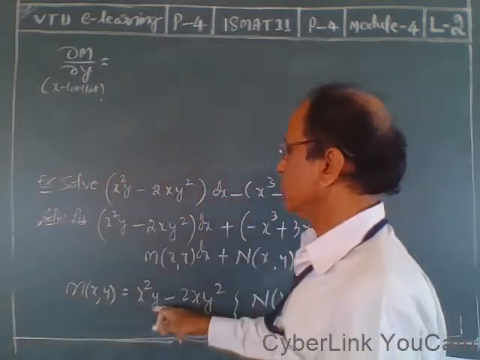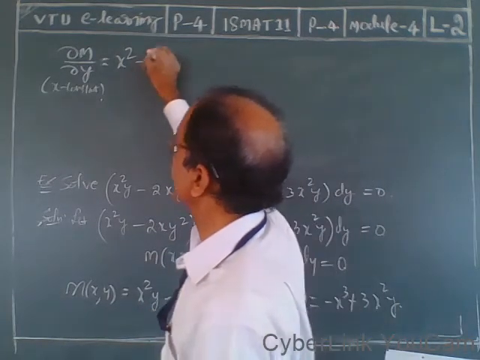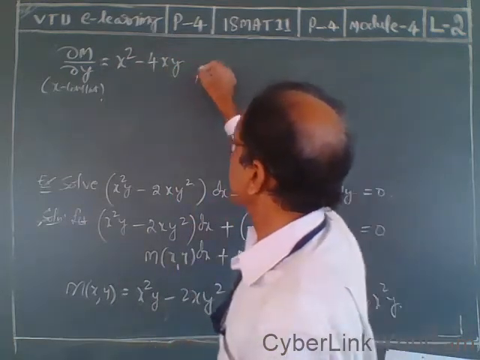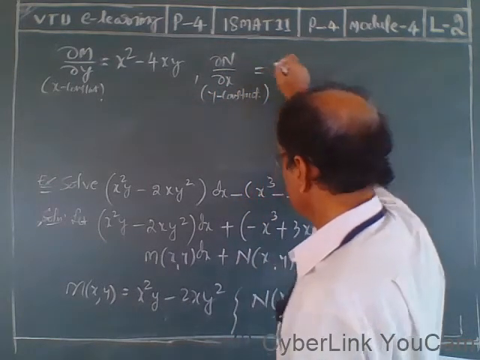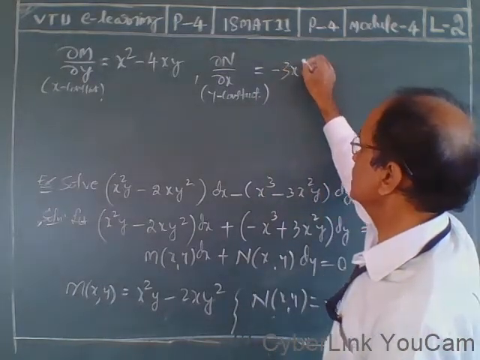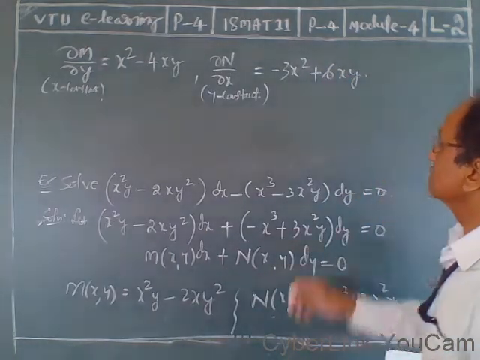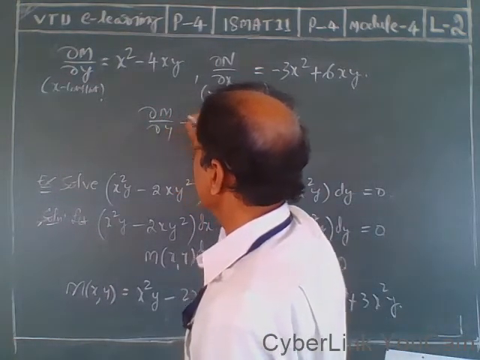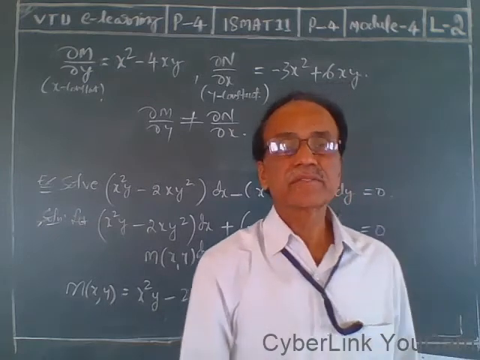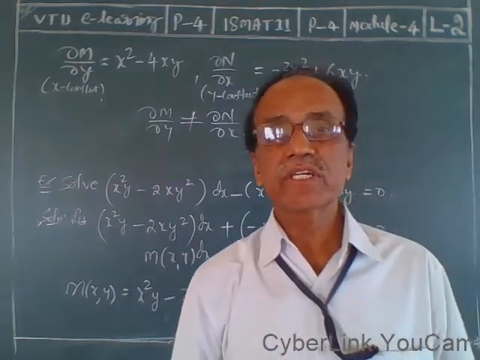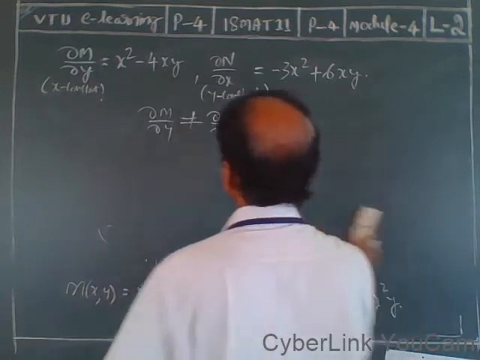Then what is the differentiation with respect to y? It is x square minus 4xy. And del N by del x, here y is constant, that is equal to, with respect to x, minus 3x square plus 6xy. That means del M by del y and del N by del x, both values are different, not equal. Here you can clearly say that the given differential equation is not an exact differential equation. Then what is to be done here?